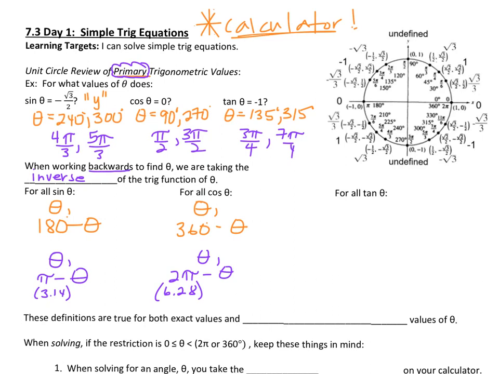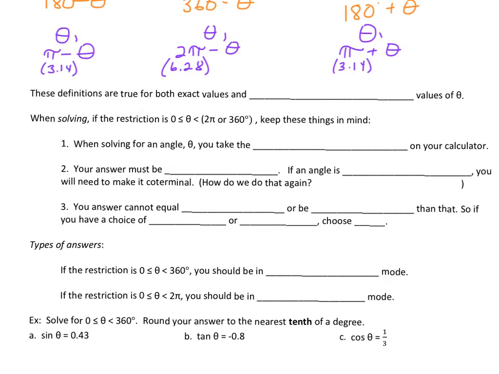The tangent rule, anytime you're trying to work backwards to find a value for tangent, in degree form, tangent's the only one with addition. Once you know your first angle, you're going to do 180 plus theta to get the second angle. And then in radian form, you'll have theta, and then pi plus theta. And again, pi, the decimal approximation when needed, is approximately 3.14. These definitions are true not only on the unit circle for exact values, but they'll also be true for approximate values for theta. And this is why we all need a calculator today.